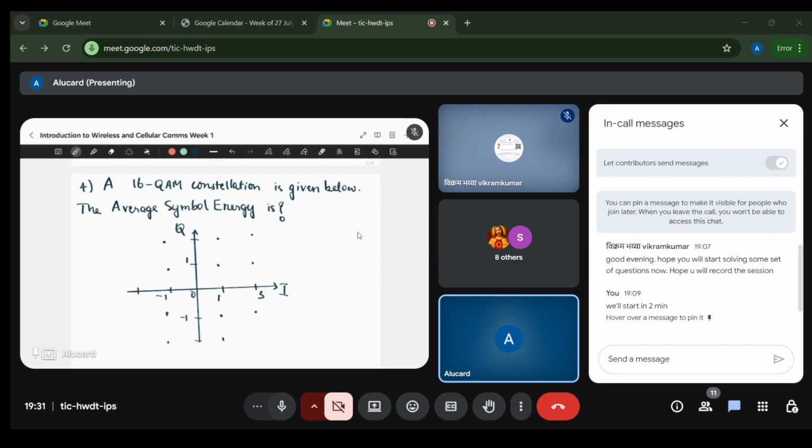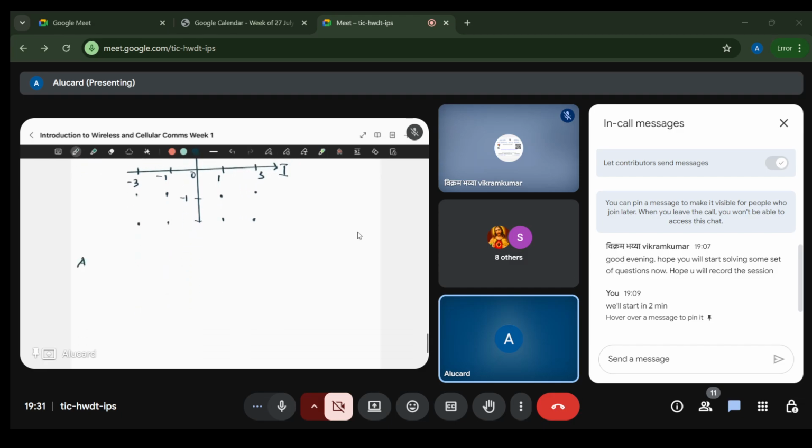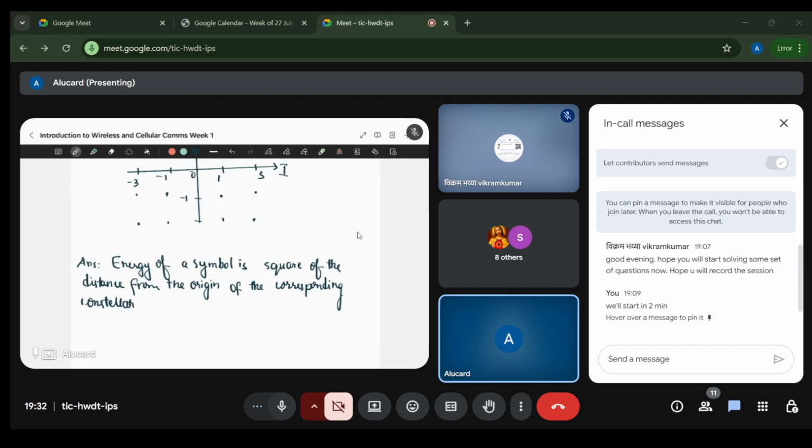This is 3, minus 3. The energy of a symbol is the square of the distance from the origin of the corresponding constellation point.